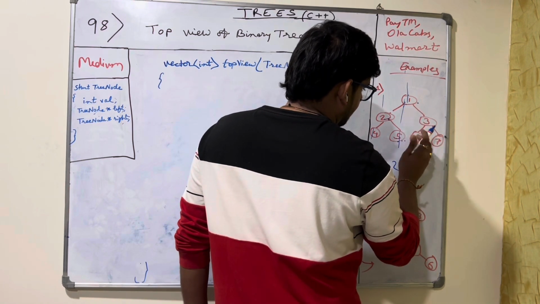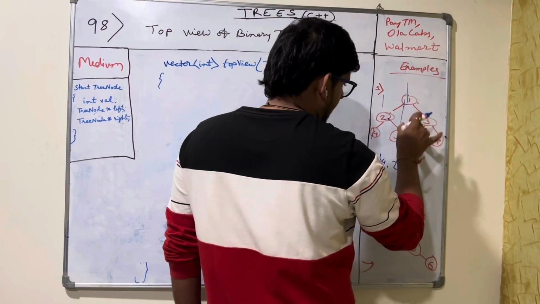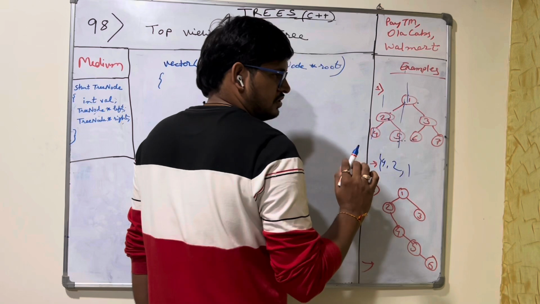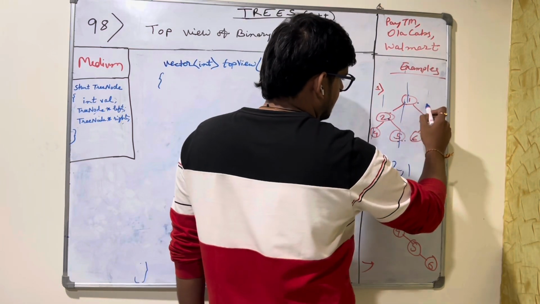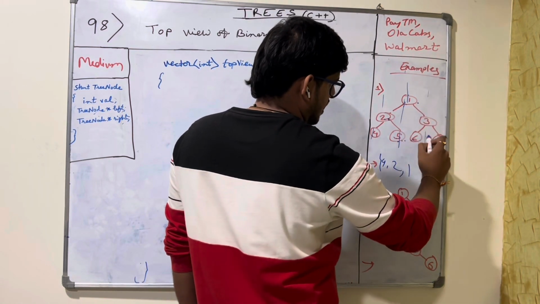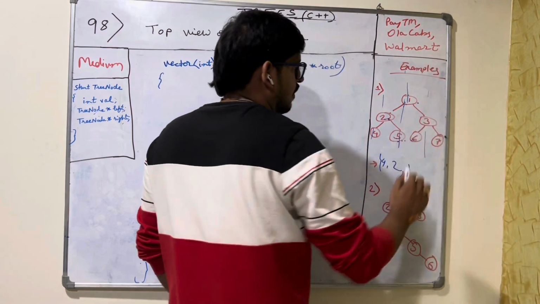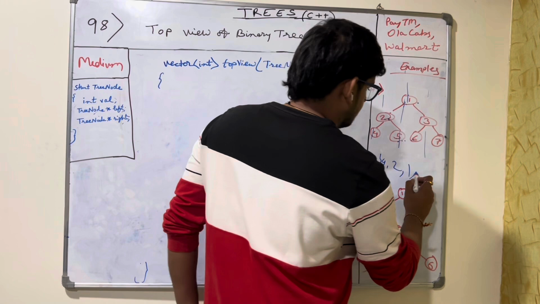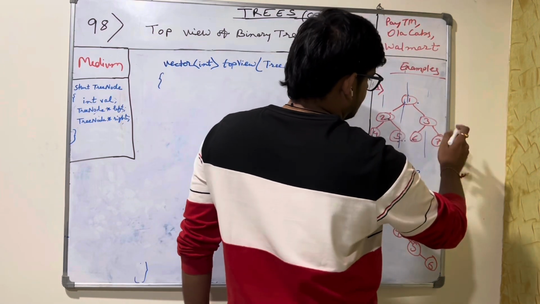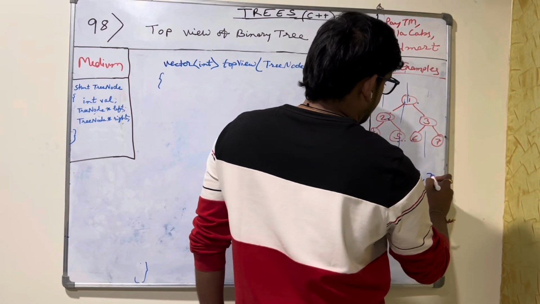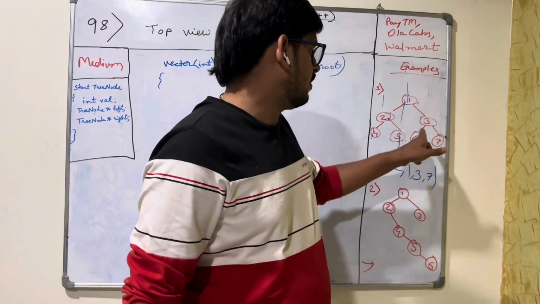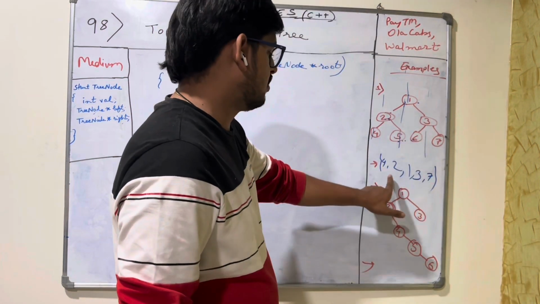Same goes for here. 5 and 6 will be very close, and 1 will cover both of them. So we won't be able to see 6. Will we be able to see 3? Yes, nothing is obstructing it. Will we be able to see 7? Yes, nothing is here, so we'll be able to see 7. So this would be the top view of the binary tree. For this tree, this would be the top view.